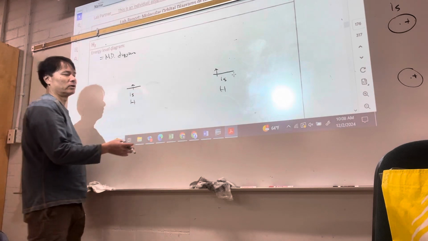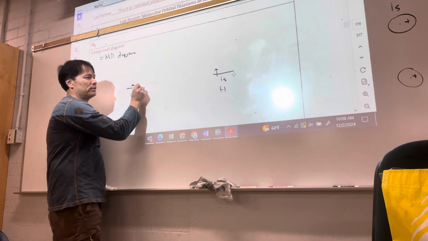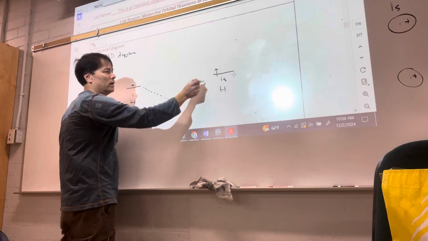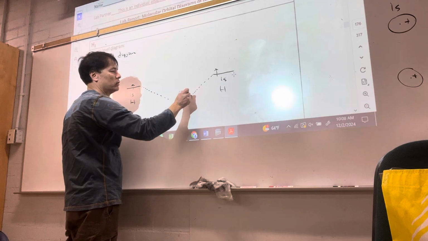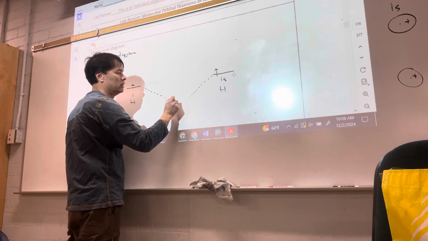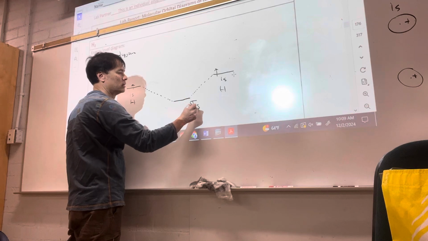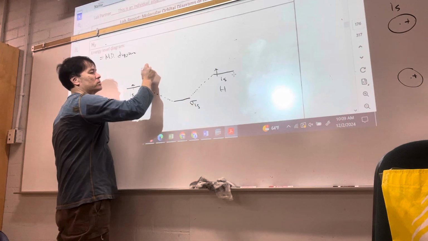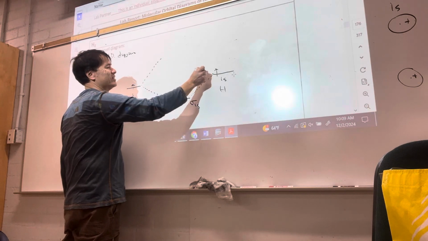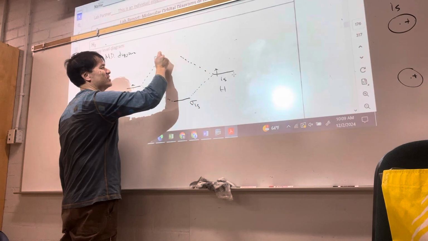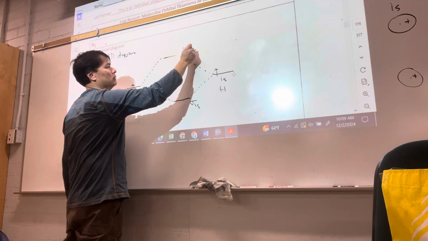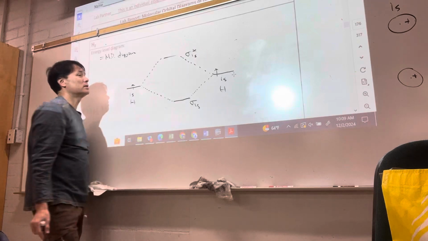We haven't done a linear combination yet. Now we're going to do the LCAO. When we do the LCAO, we form two new orbitals. One is going to drop down here. This is going to be the sigma 1s orbital. And then the other is going to rise up here by the same amount. This is going to be the sigma star 1s. And so this is the MO diagram.